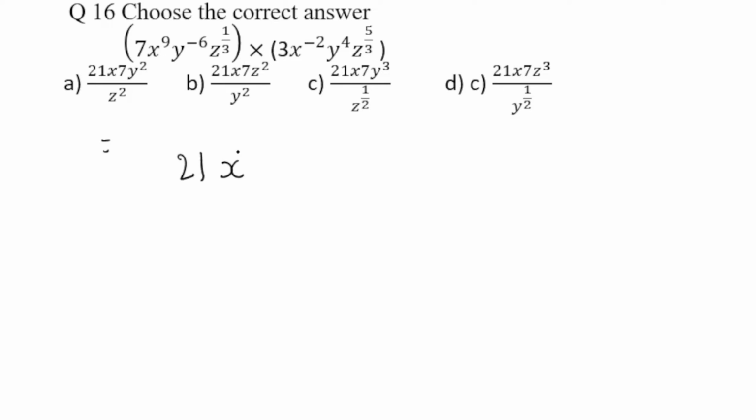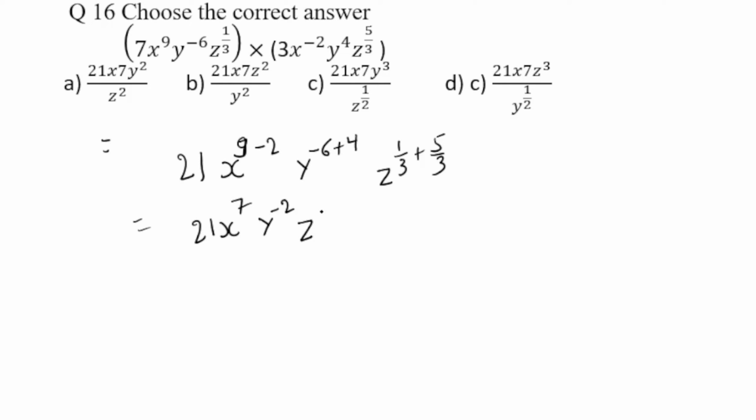That means x to the power 9 minus 2. Similarly, y to the power minus 6, y to the power 4, minus 6 plus 4. Z to the power 1 by 3 and z to the power 5 by 3, 1 by 3 plus 5 by 3. 21 x to the power 9 minus 2, 7. Y to the power minus 6 plus 4, minus 2. Z to the power, the LCM is 3, 1 plus 5.